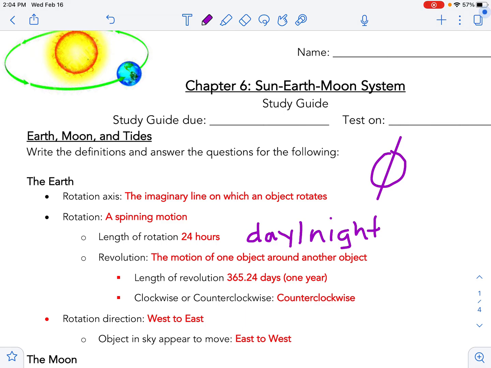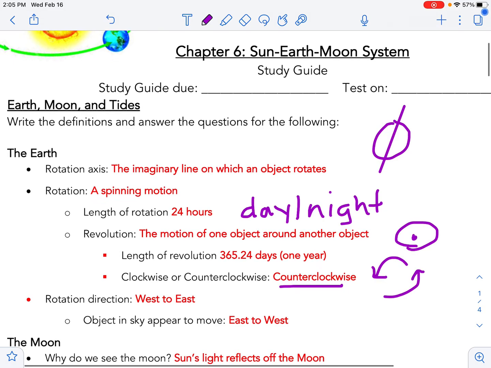Revolution is the motion of one object around the other. The length of our revolution around the sun is 365.25 days, 1 year. That quarter day is what adds up, and every 4 years we have a leap year. The direction is counterclockwise. The rotation direction is west to east, so the objects in the sky appear to move east to west. If you need to stop and pause this video so that you get this Earth section done, please do so.